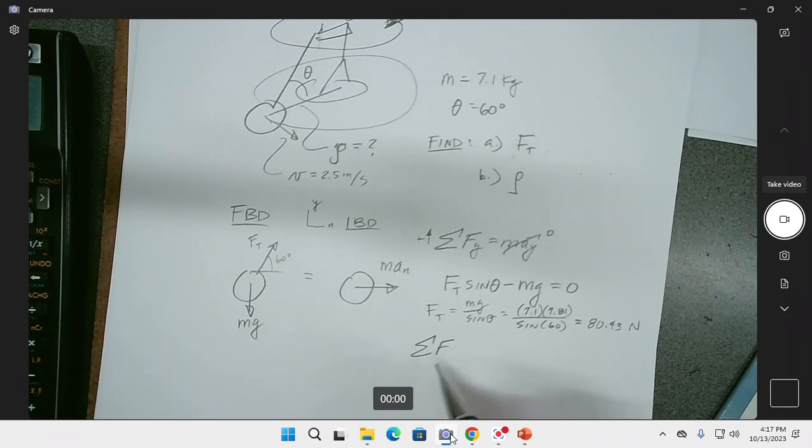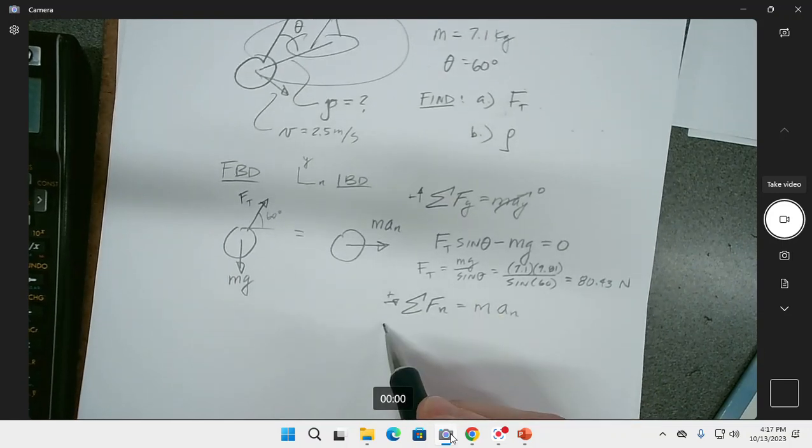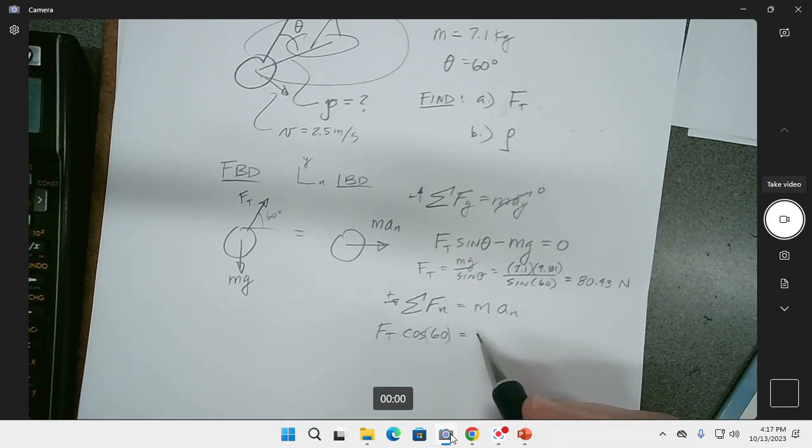Then take some of the forces in the normal direction, you know, mass times acceleration in the normal direction. And you have Ft times the cosine of 60 degrees is equal to, well, that's just the theta, but I'll put it in there anyway. 7.1.